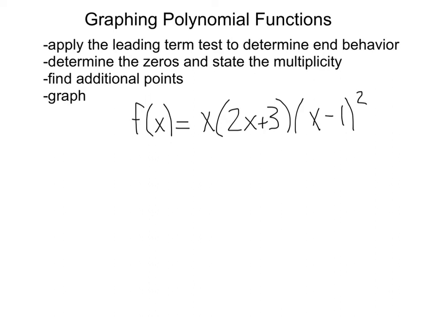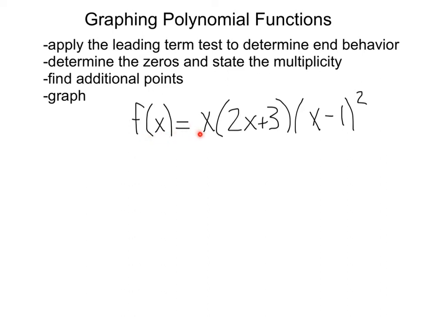Finally, the time has come. We're going to bring it all together to graph these polynomial functions. So, with each polynomial function, we're going to apply the leading term test to determine the end behavior. We're going to find the zeros and state the multiplicity, and we're going to find additional points so we can finally graph. Let's take a look at this function here.